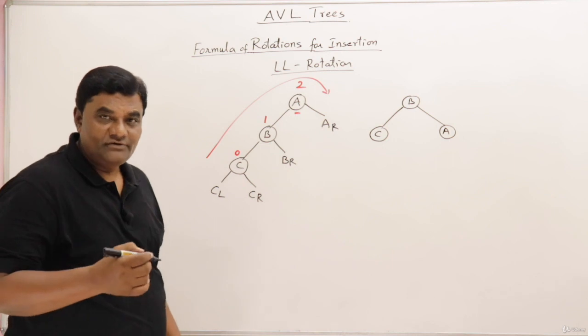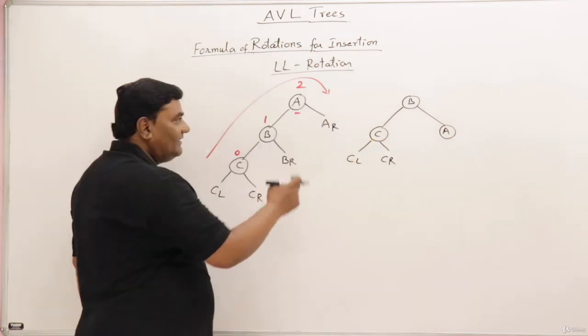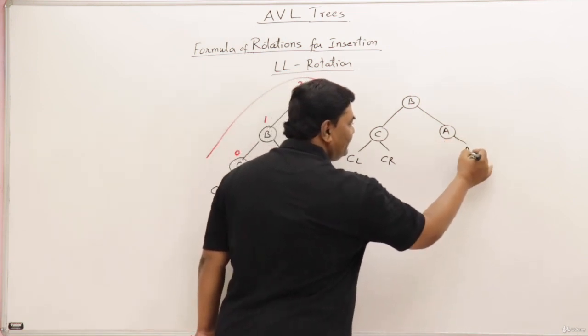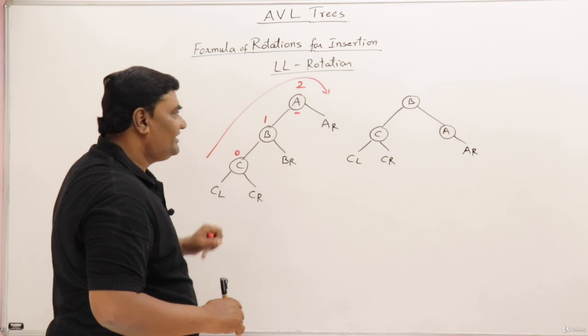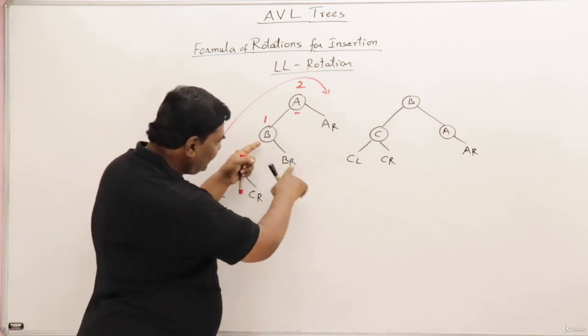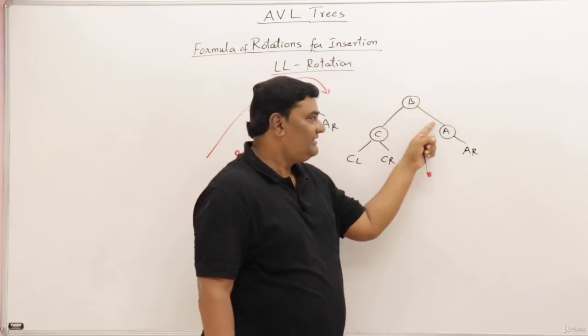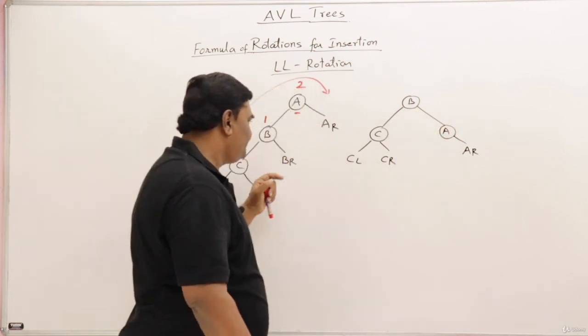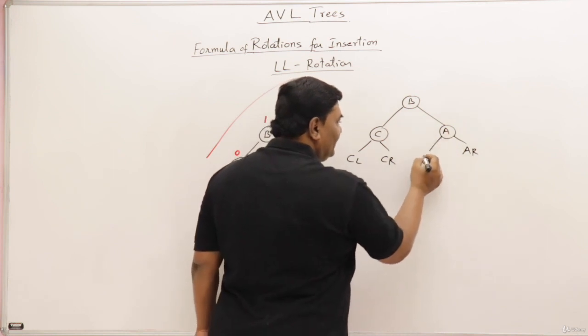What about the rest of the nodes? C's left child and right child stay as they are. A's right child stays as it is. Now who is missing? B's right child. See, this is on the right-hand side of B, and B has become root. Already on the right side A is there. Then where should this B's right child come? It will be on the right-hand side of B only, but it will become the left child of A.